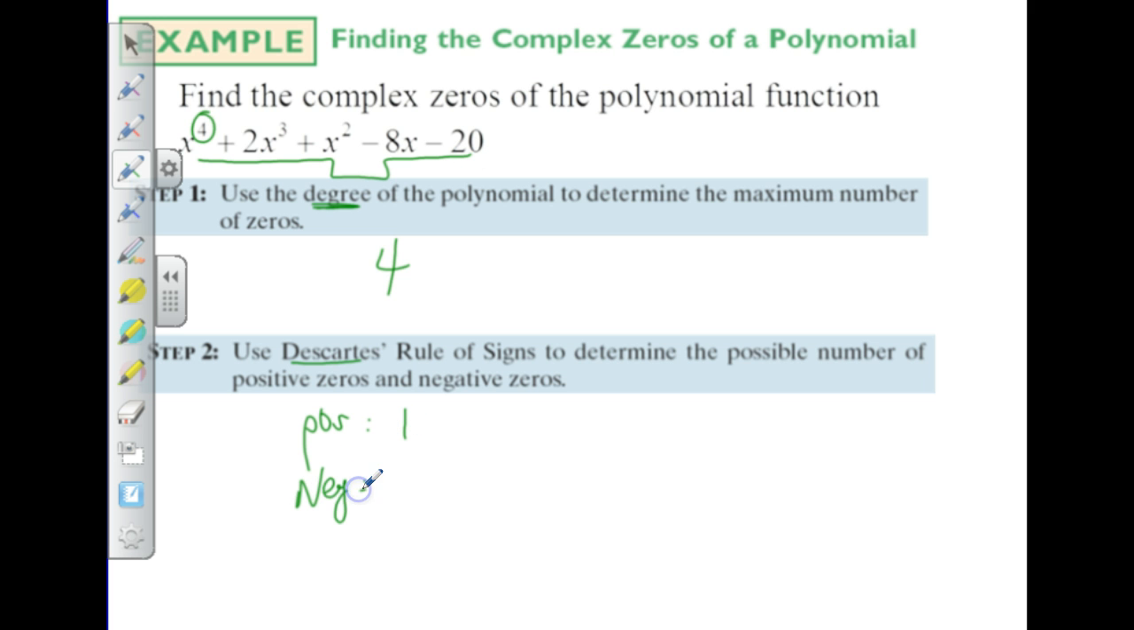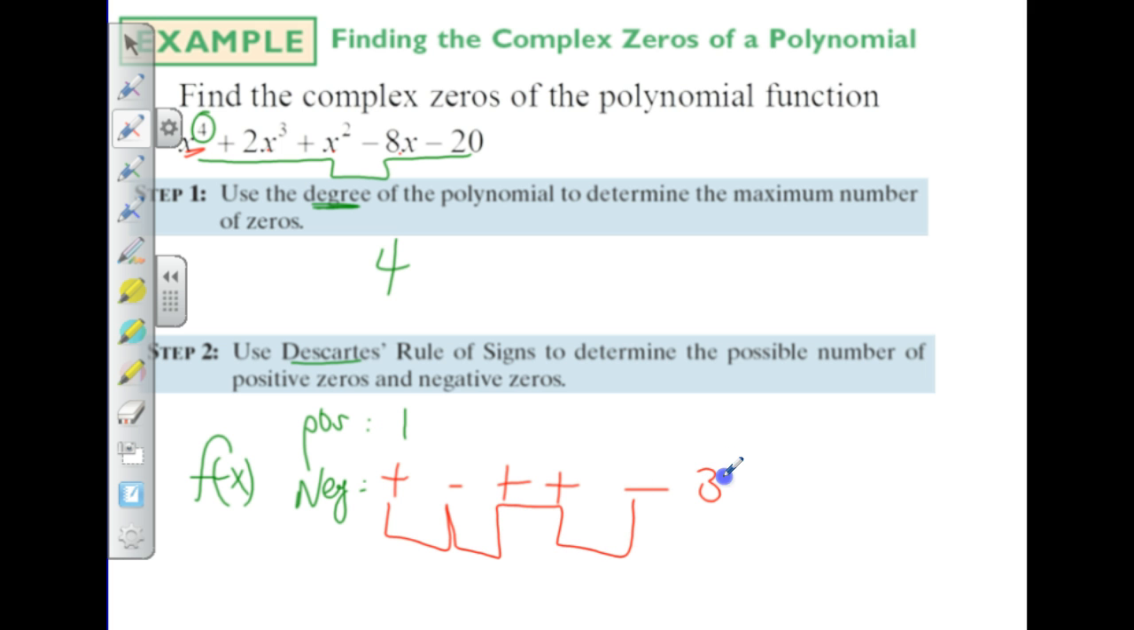And then for the negatives, I would list f of negative x. And every time I see an x, I'm thinking this is negative x, so that's a positive. If I throw in a negative x there, that'll change that to negative. This will remain positive, this will go to positive, and this remains negative. So counting the sign changes, there's 1, there's another sign change, and so it could be 3 or 1. So that's kind of helpful because now I know that not all 4 roots are negative. There's at least 1 positive root.